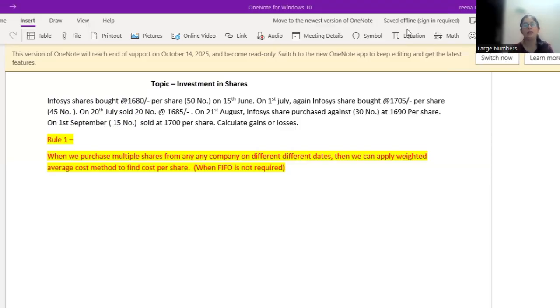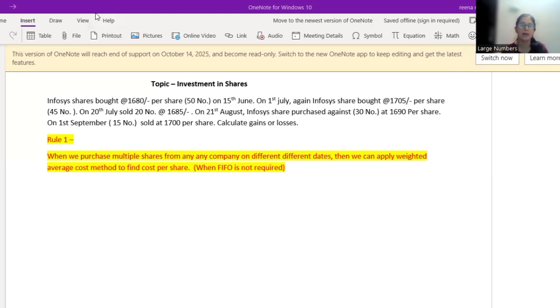Hello everyone. Let's learn about AS13. This is about investment in shares. So let's study: if you make multiple purchases from a company of the same shares, and after some time you sell some quantity of shares, then how will you calculate the profit earned or loss suffered?